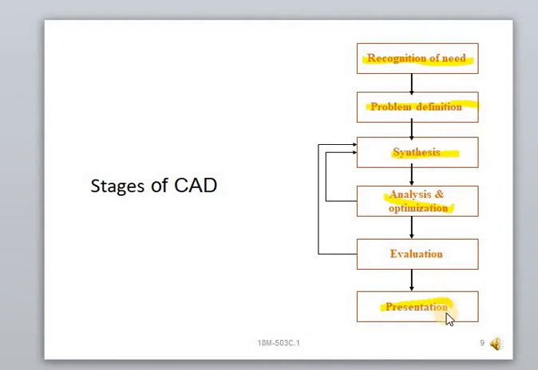The final step is presentation. The final phase of the design process is presentation. This includes documentation of the design by means of drawings, material specifications, assembly lists. So these are the 6 steps in design process.